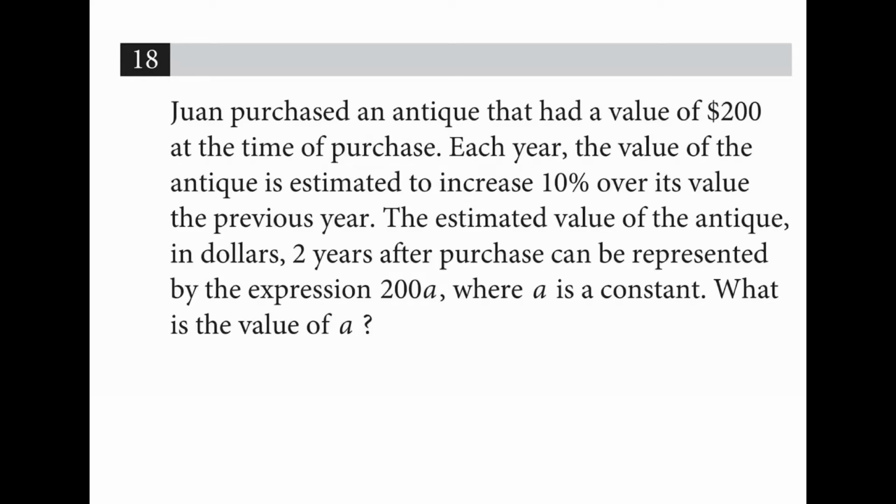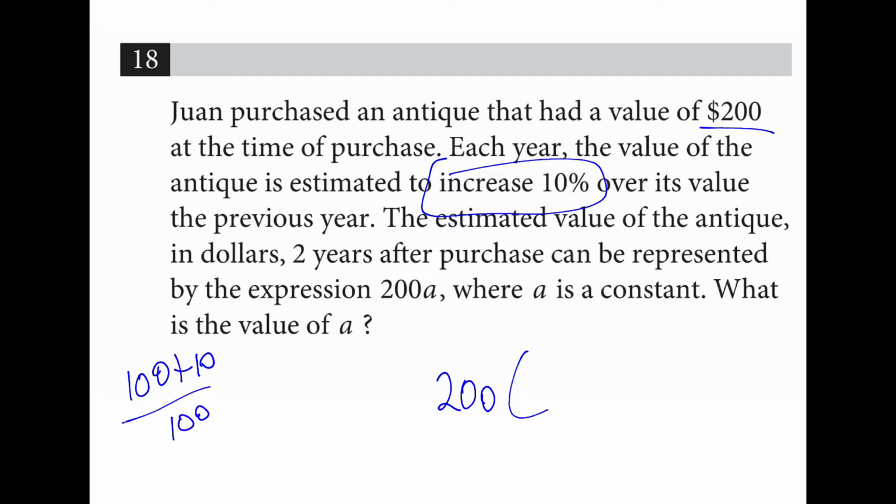Juan purchased an antique with an initial value of 200. Each year the value is estimated to increase 10%, so that's 100 plus 10 divided by 100, or 1.1. And I'm going to put t as my exponent because that's every year, and t will represent 1 year.